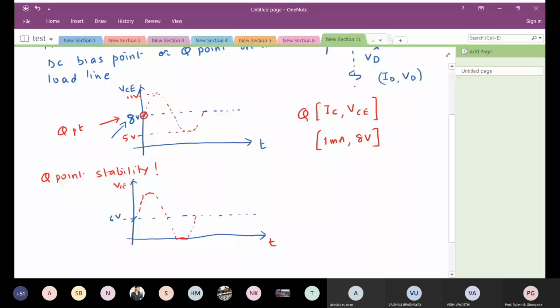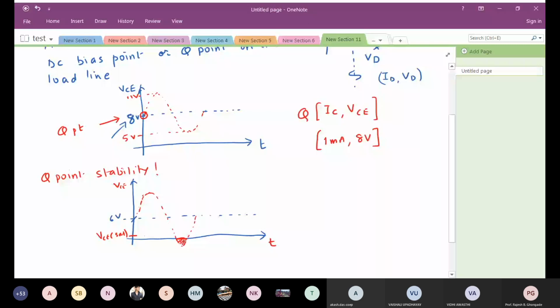Here the signal cannot go below negative voltage. There are no negative voltages in the circuit, so this cannot go below 0. Technically speaking, this cannot go below VCE sat, because that is where the transistor goes into saturation and is no longer in the linear region of the characteristics. So the lower part is going to get clipped off. It is simply cut off.